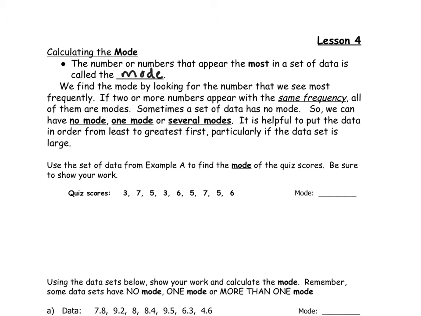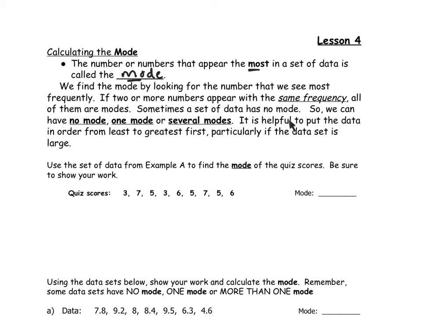And an easy trick to remember is that mode and most both start with the same two letters. Let's continue. We find the mode by looking for the number that we see most frequently. If two or more numbers appear with the same frequency, which means the same number of times, all of them are modes. Sometimes a data set has no mode. So we can have no mode, one mode, and several modes.